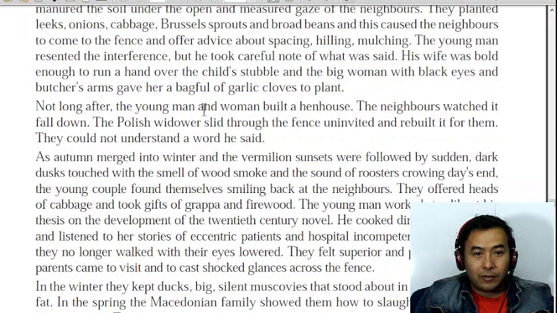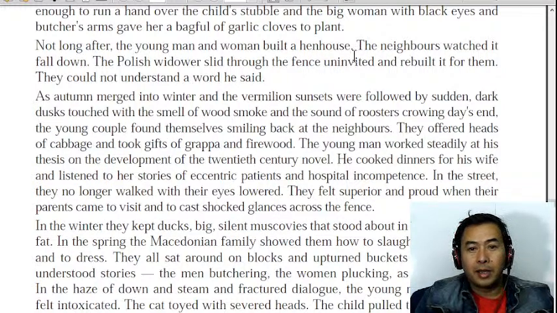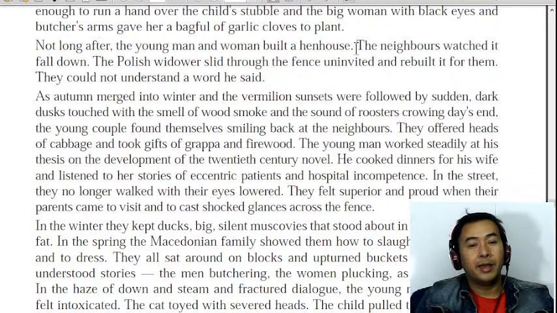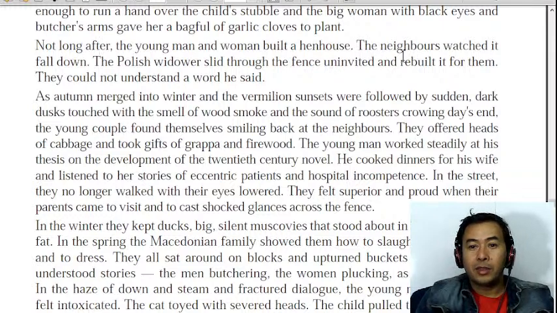Not long after, the young man and woman built a hen house. The neighbors watched it and it fell down. The police widower slid through the fence uninvited and rebuilt it for them.